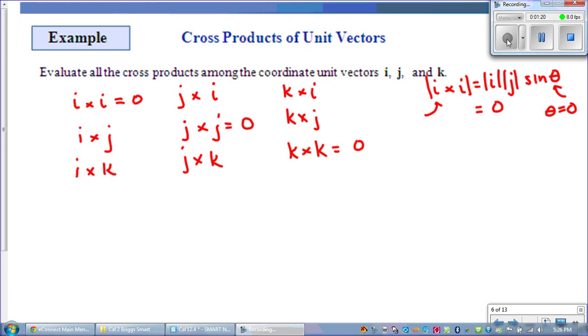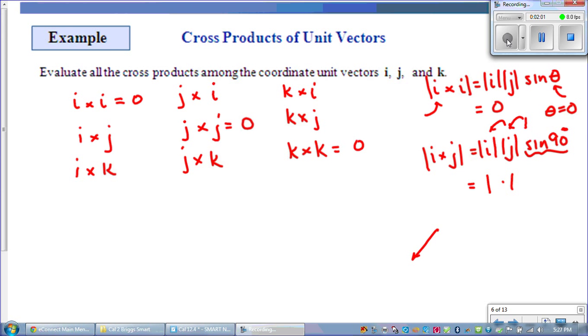Now all the others, i cross j, recall its magnitude is the magnitude of i times the magnitude of j times sine of the angle between them, which we know is 90 degrees. So the magnitude of any of these two vectors that are crossed will always just be 1, because each of these vectors, i, j, and k, have magnitude 1 and will always have sine of pi over 2, or 90 degrees, since they're all perpendicular to each other. So that will also just be 1. So I know all of these vectors have magnitude of 1. It's just a matter of figuring out in which direction they point.